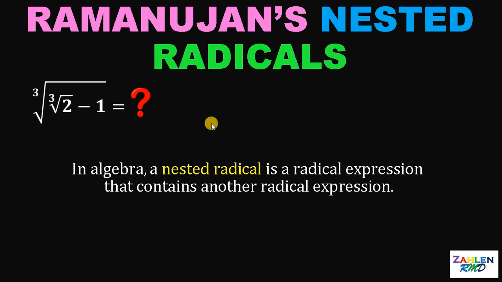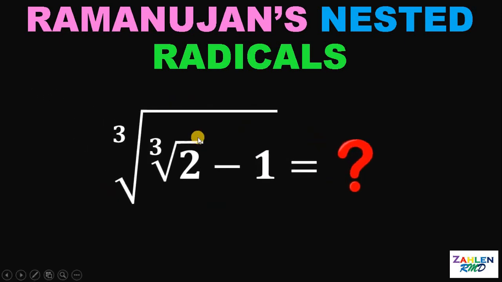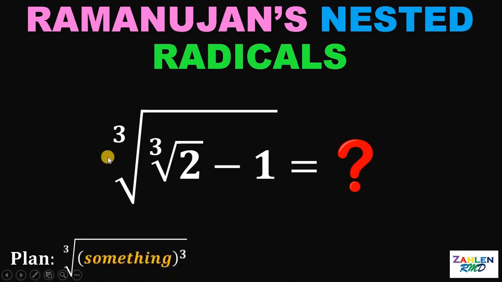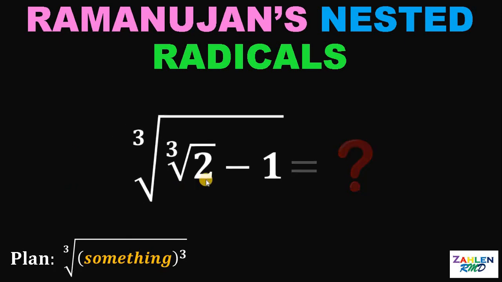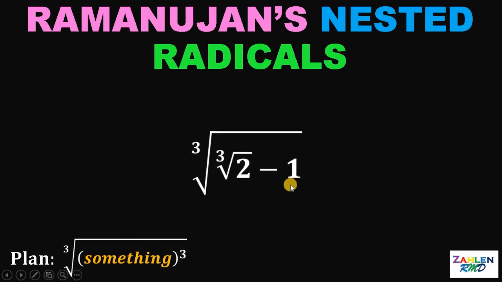Now, let's start our solution. To answer this question, the first thing to do is we need to have a plan, of course. Here's our plan. If we have cube root of something raised to 3, then the cube root and cube cancel out. In that way, we can say that we already denested this radical expression. Now, at this point, let's focus on the expression cube root of 2 minus 1.